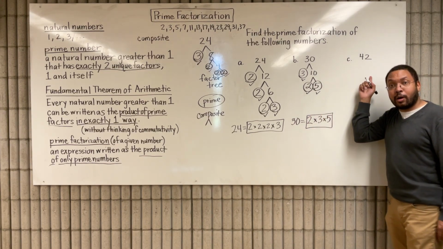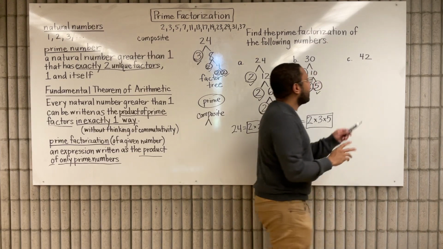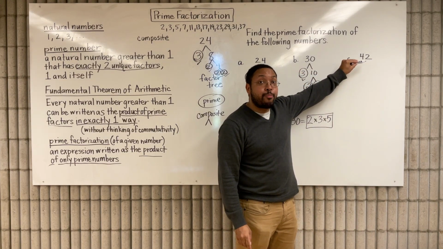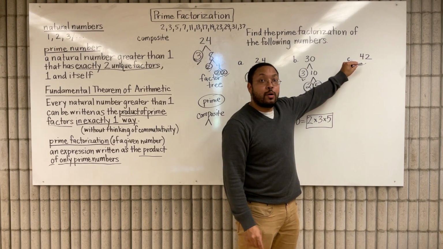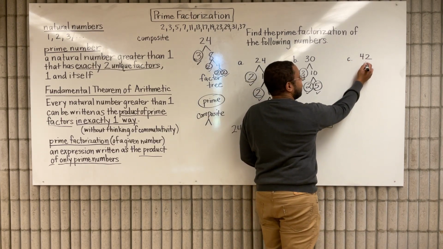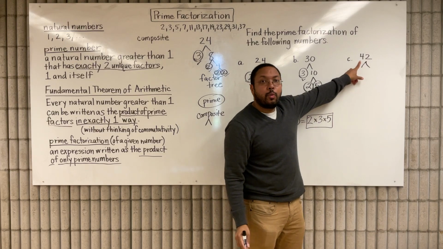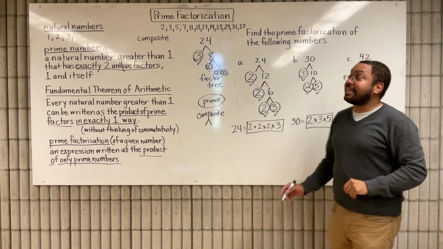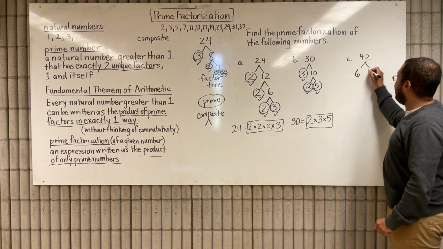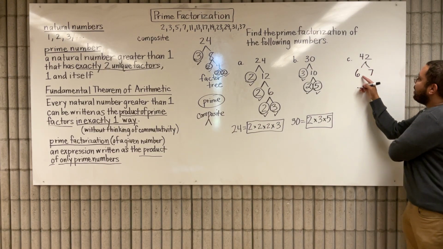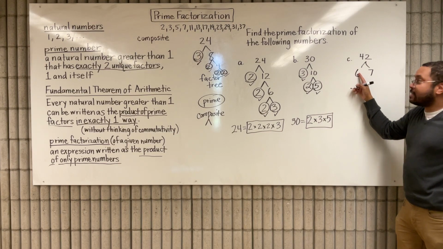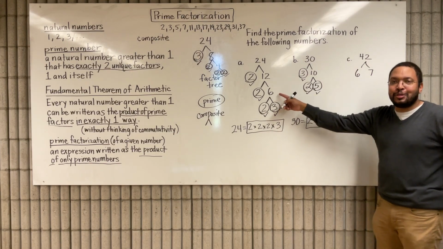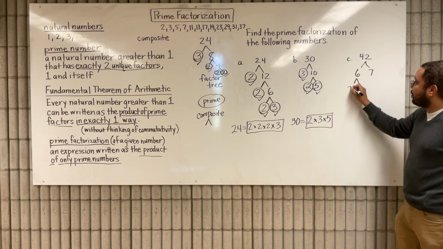And we'll do one more, okay? We have 42. We ask ourselves, is 42 a prime number? No, it's composite. So we're going to break it down into what? 6 times 7, that makes 42, okay? So I broke it down into 6 times 7. Is 6 a prime number? No, I know that 6 is made of 2 times 3, so I'm going to break that down.